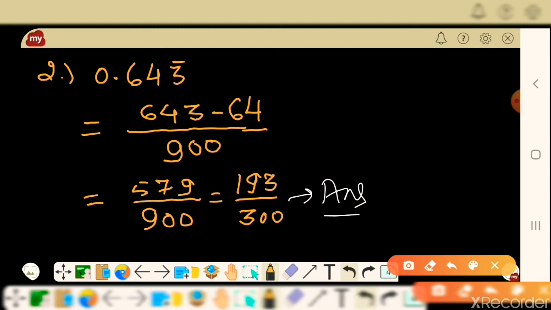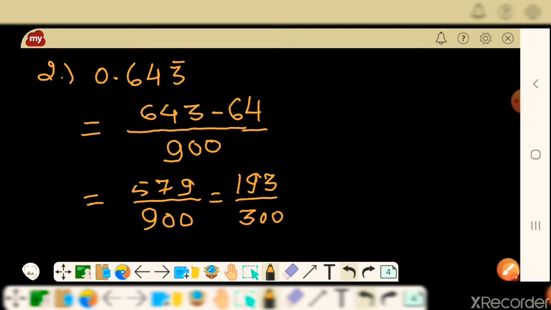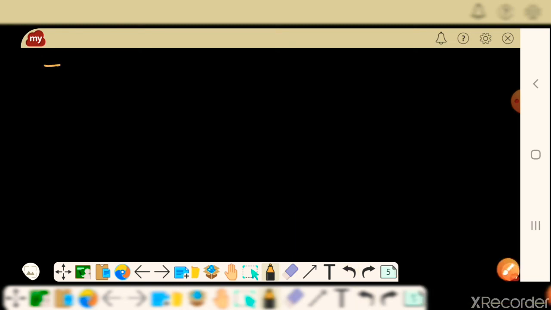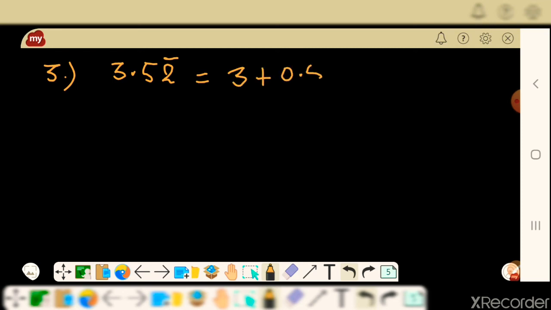Okay. Let's say I'm having a number 3.52 and bar on 2 only. Now how to do it? You know that 3.52 bar can be written as 3 plus 0.52 and bar on 2. We can write it like this.